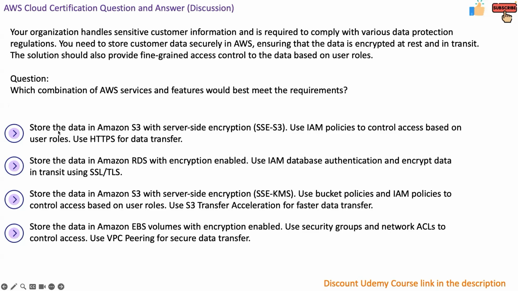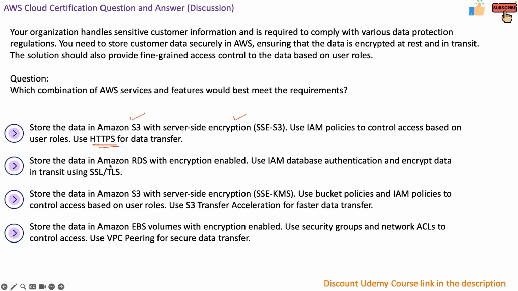This is the first option. Store data in Amazon S3 with server-side encryption. Use IAM policies to control access based on user role. Use HTTPS to transfer data. Well, this could be a good solution, that is using S3, using the server-side encryption, but using HTTPS to transfer data might not be really good, even though it is secure.